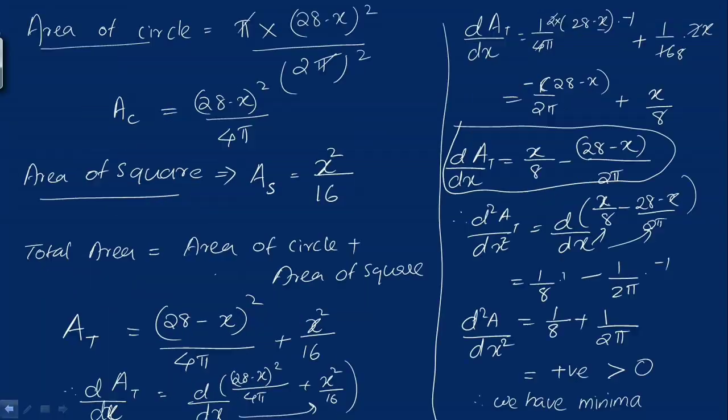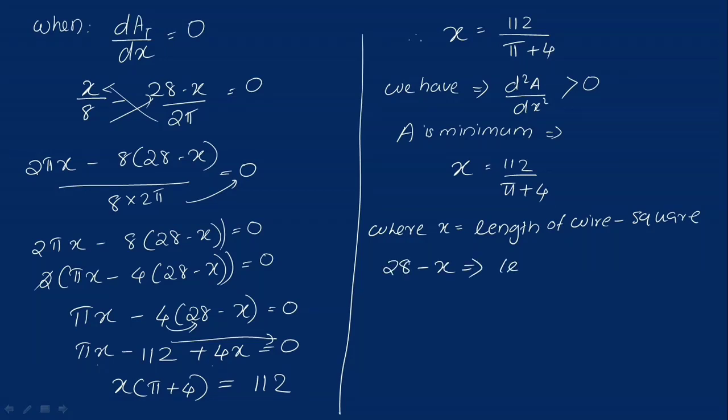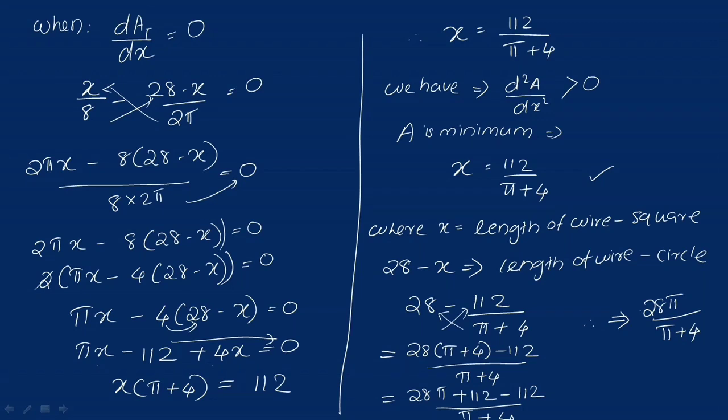What is x actually? x is said to be the length of wire into which a square is made. Now 28 − x is the length of the wire into which the circle is made. So what is 28 − x? Instead of x we have 112/(π + 4), that is 28 − 112/(π + 4). By cross multiplying, we have (28(π + 4) − 112)/(π + 4). Opening the bracket, we have (28π + 28 × 4 − 112)/(π + 4), that is (28π + 112 − 112)/(π + 4). Cancelling +112 and −112, we have 28π/(π + 4).